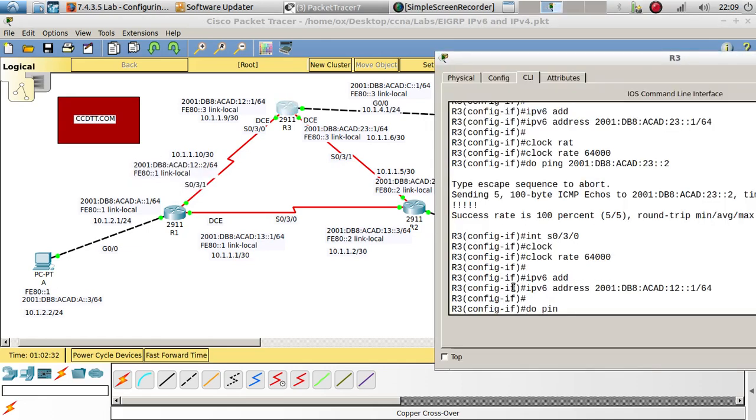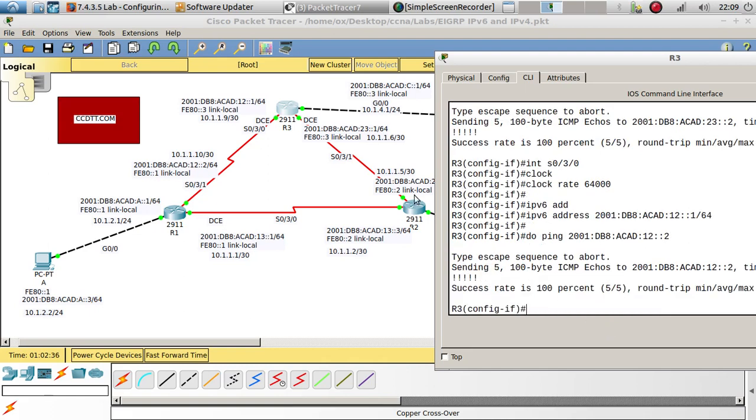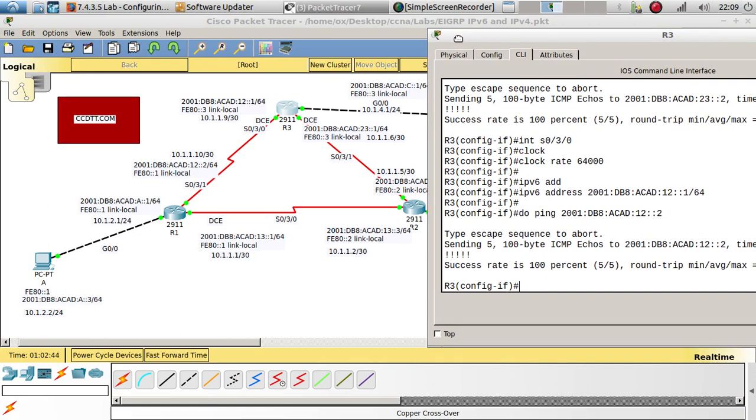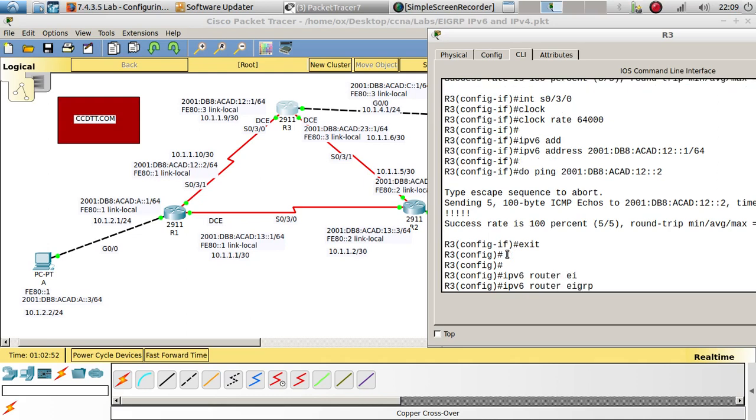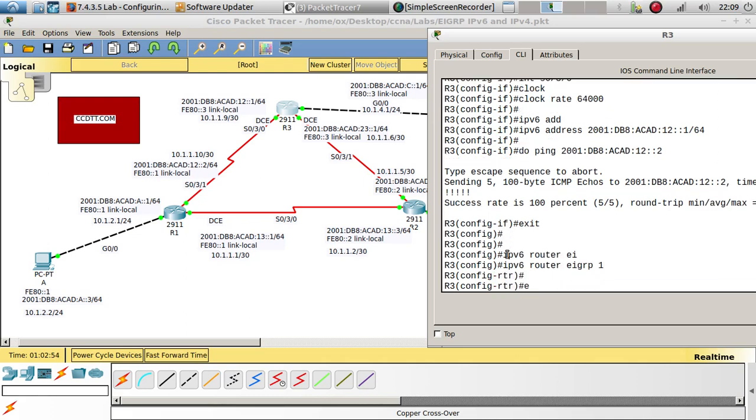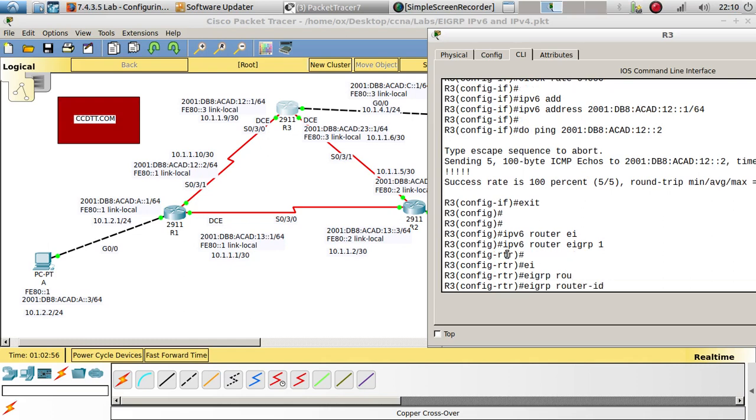Let's do a do ping this interface, and there we go. So we're able to ping router 1 from router 3. All right, so this is good with the clock rate and all that. So now let's go ahead and configure EIGRP. So IPv6 router EIGRP 1, EIGRP router ID of 3.3.